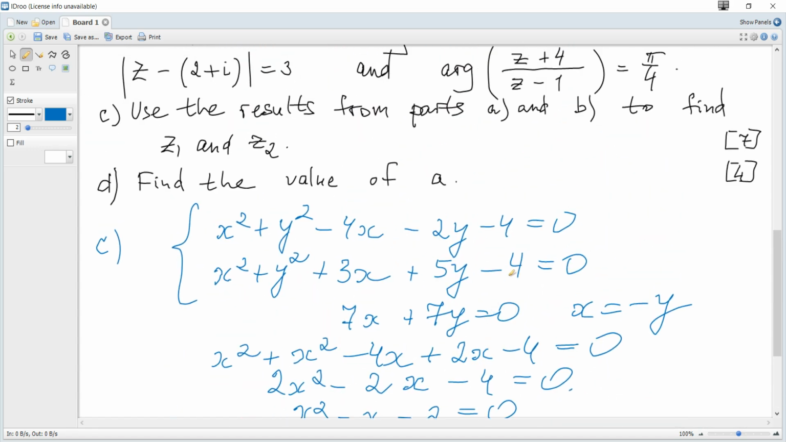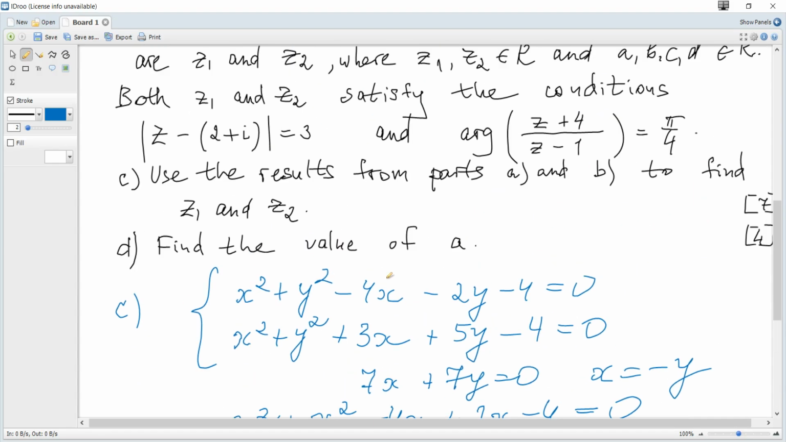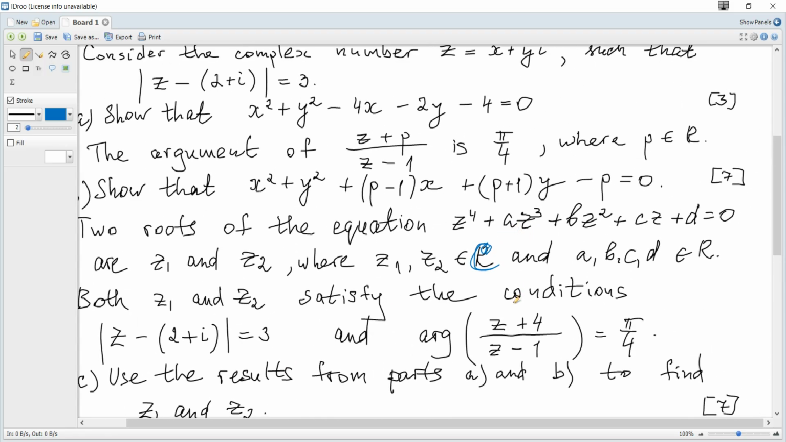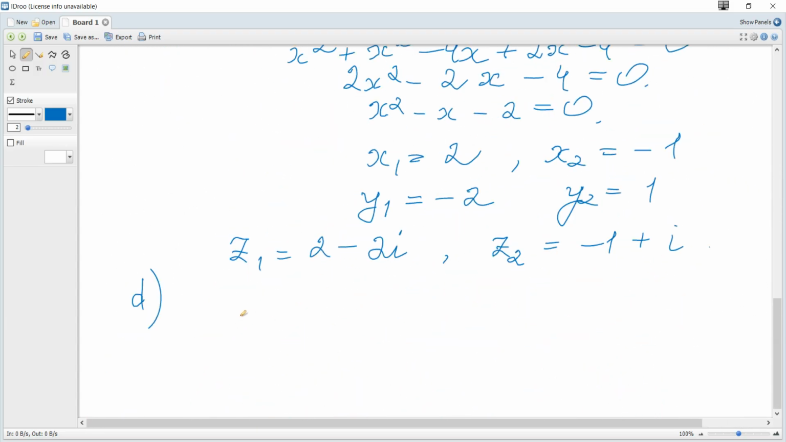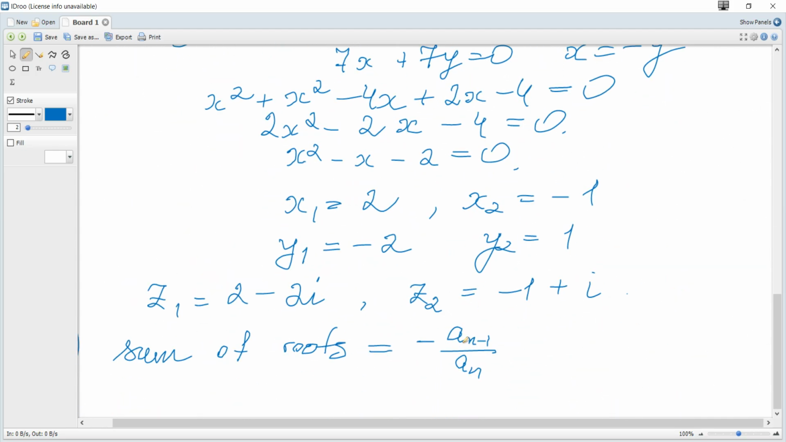The next, find the value of a. Question D. What is a? You can see that it is a coefficient, and just using an expression which is given in the data booklet, it says that the sum of roots of any polynomial is equal to negative a(n minus 1) over a(n). a(n) is the coefficient in front of the largest power, so a(n) is this, a(n minus 1) is this coefficient, and you can see that it's directly a, and a(n) is 1. Hence this is given in the data booklet, and it's directly negative a.